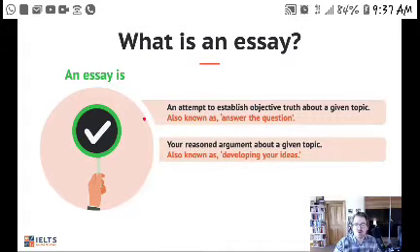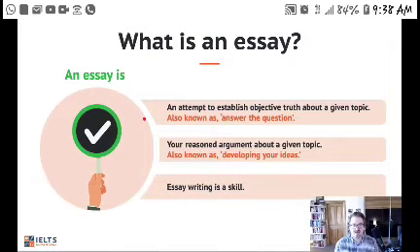It is also your reasoned argument about a given topic, also known as developing your ideas. So instead of putting in as many different ideas as possible, an essay is a limited number of ideas, what you think about the question, what you think about the topic, and then you giving your reasoned arguments, developing those limited number of ideas.